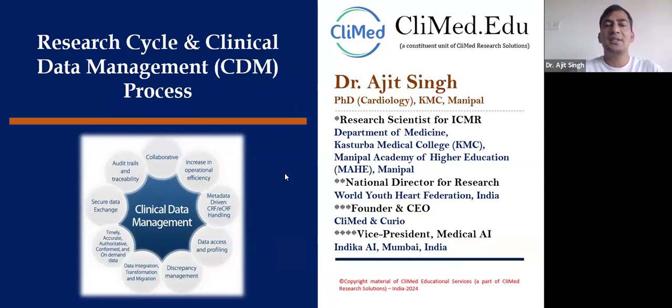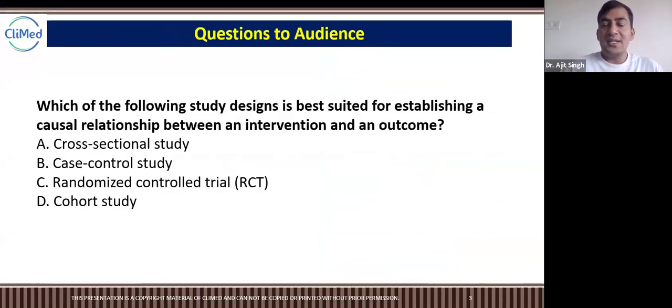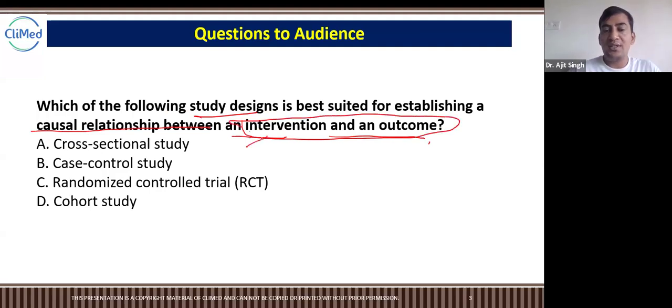So today, research cycle and clinical data management process. Definitely there is no conflict of interest. As we always start, let's start with some questions to the audience. The question is, which of the following study designs is best suited for establishing a causal relationship between an intervention and an outcome? How to establish the causal relationship between an intervention and an outcome? Which study design would you be using to establish this relationship?